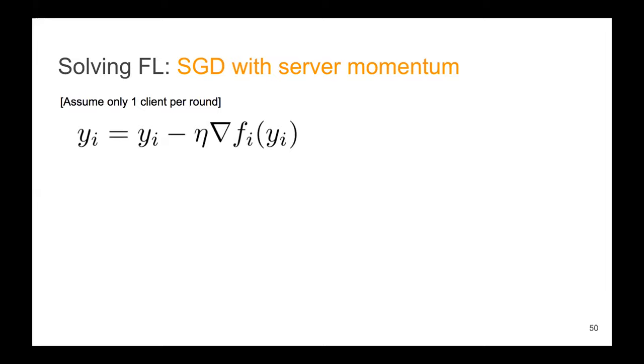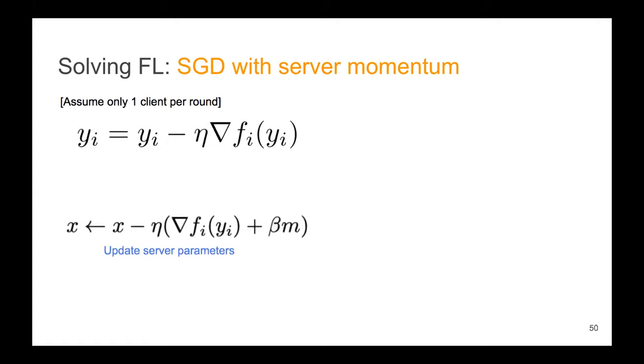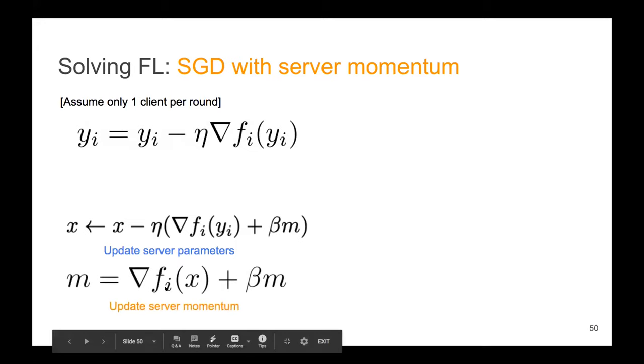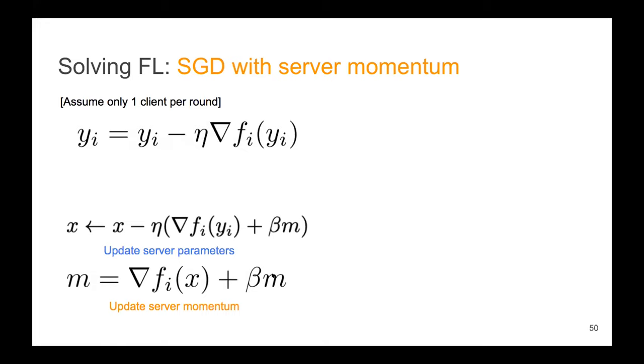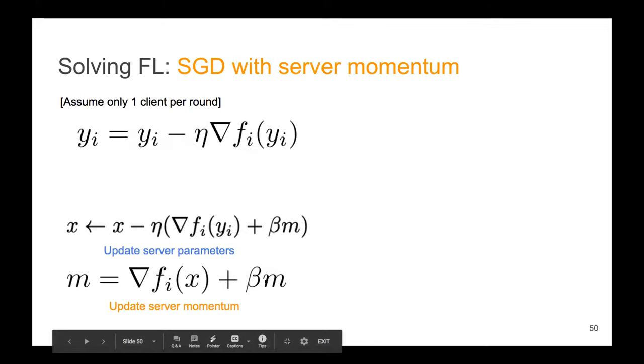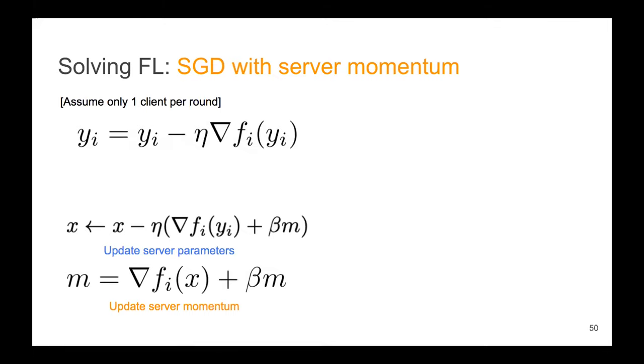On each client, you take one local step using the local gradient, which you can now actually compute as a full gradient because you have only a small amount of data. So you take that one local step, and then you send it to the server. The server takes a step in the same gradient direction, but also adds a momentum term. And now the momentum term is updated using the gradient that it just saw from the client. Okay, and this beta is a standard momentum parameter; it's just less than one. Right, so that's just SGD augmented with a server momentum.